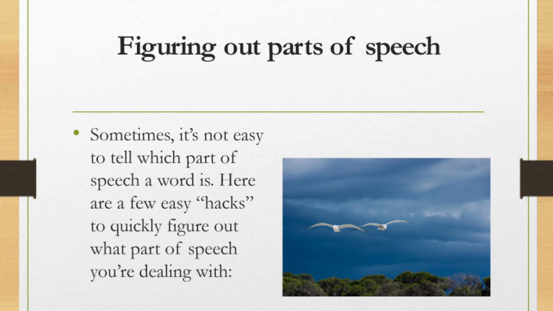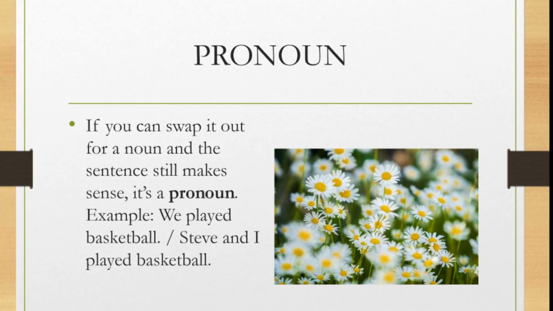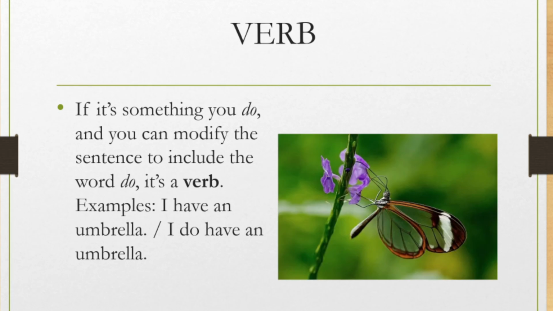Figuring out parts of speech. Sometimes it's not easy to tell which part of speech a word is. Here are a few easy hacks to quickly figure out what part of speech you are dealing with. Adverb. If it's an adjective plus the ending ly, it's an adverb. Examples: commonly, quickly. Pronoun. If you can swap it out for a noun and the sentence still makes sense, it's a pronoun. Example: we played basketball. Steve and I played basketball.